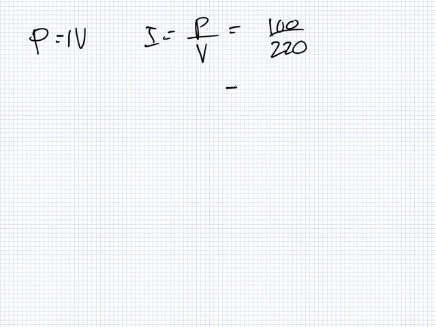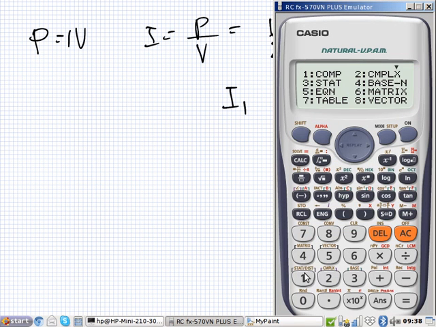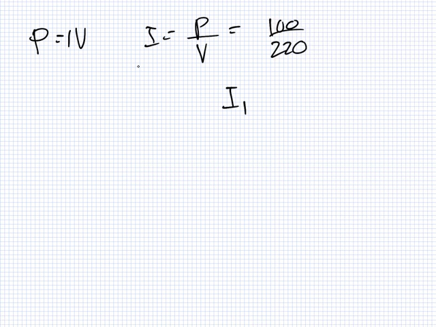A 100 watt TV is powered by 220 volt. What's the current? So power equals IV. I equals P over V equals 100 over 220. So what's the I here? Let's hit that in on the calculator. 0.4545.